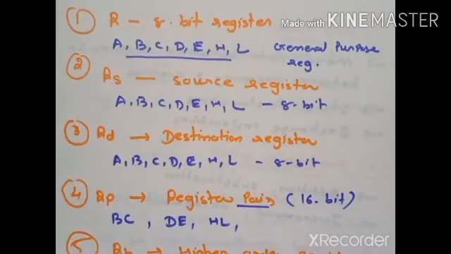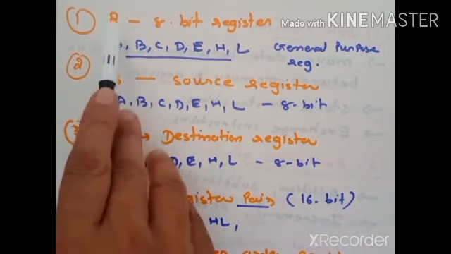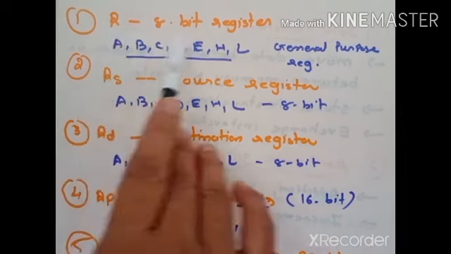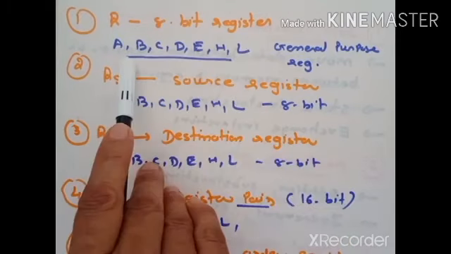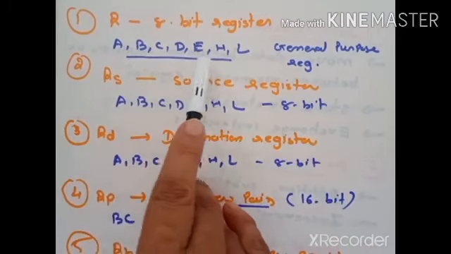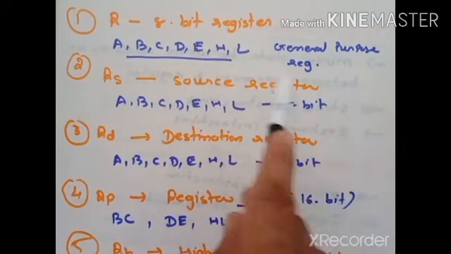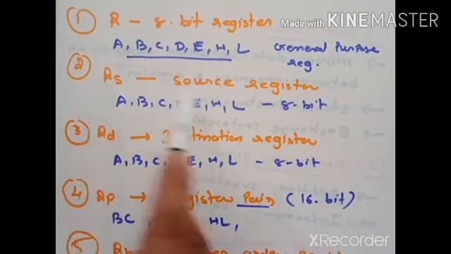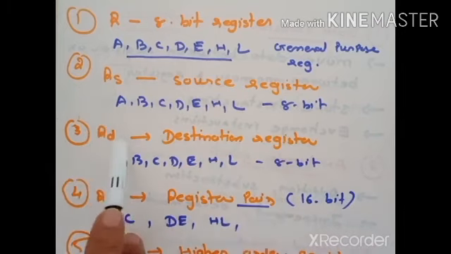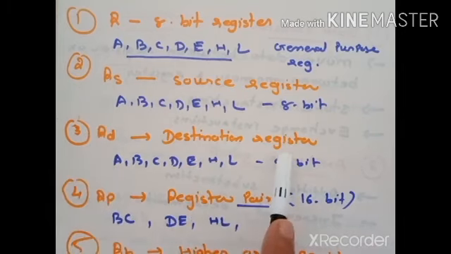This is the terminology mostly used in instructions. Suppose we use R, that means an 8-bit register. The 8-bit registers are A, B, C, D, E, H, L, that means general purpose registers. Then RS means source register. RD means destination register. RP means register pair. Register pair means a 16-bit register.